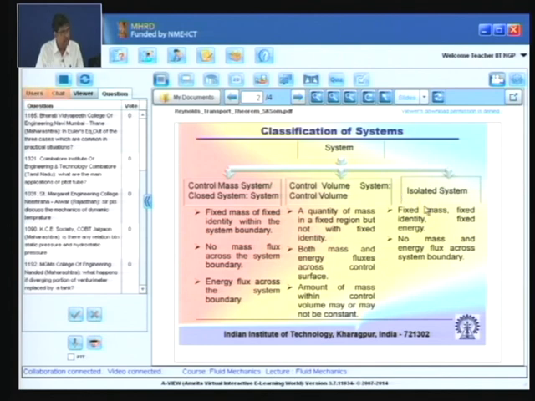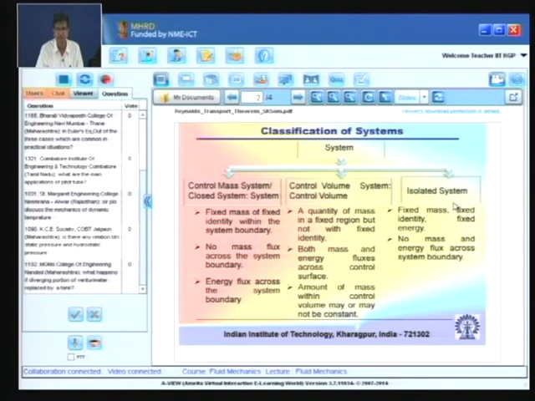Isolated system is a system that does not interact with the surroundings either in terms of mass or energy. That means it has fixed mass, fixed identity and fixed energy. That means no mass flux, no energy flux. So the difference between the isolated system and the control mass or closed system is that in the closed system the mass is fixed, identity is fixed, but energy is not fixed, because there is an energy interaction with the surroundings. But in an isolated system, energy is fixed. That means an isolated system does not interact with the surroundings at all.